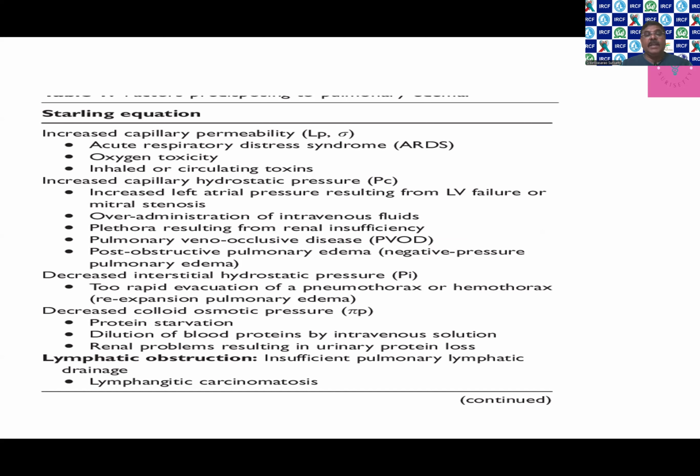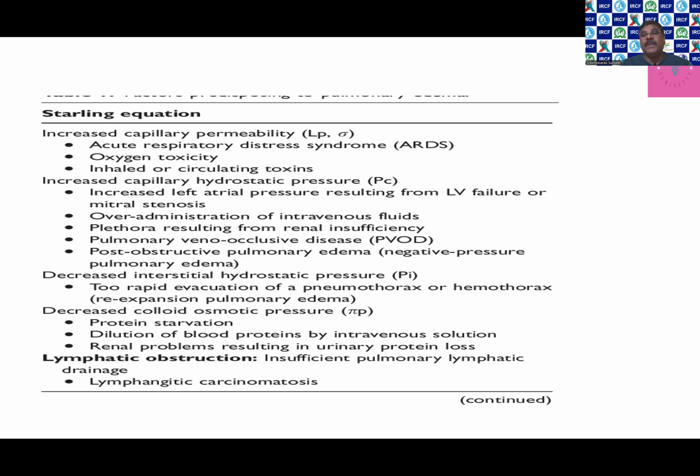And decreased interstitial hydrostatic pressure, from too rapid evacuation such as of a pneumothorax or hemothorax, is called re-expansion pulmonary edema. In that condition also, the patient may land in pulmonary edema. And decreased colloid osmotic pressure, already discussed, occurs with protein starvation, dilution of proteins by intravenous solutions, and renal problems resulting in urinary protein loss causing hypoproteinemia. They affect the oncotic pressure and hasten the pulmonary edema. And finally, lymphatic obstruction, that is insufficiency from pulmonary lymphatic damage, as in lymphangitic carcinoma. These are all the conditions that occur in normal adult patients.